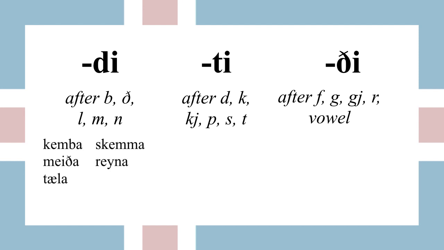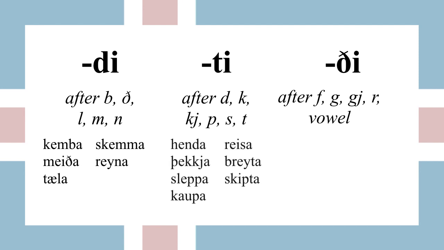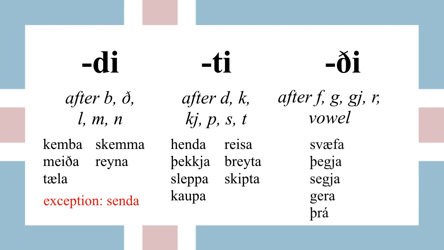For example, in að kempa, að meiða, að tæla, að skemma, and að reyna. It takes a ti after die, ká, kájóð, pje, s, and tie, like in the verbs að henda, þekkja, sleppa, kaupa, reisa, breyta, and skipta. One exception to that list is að senda, which means to send, and takes a di in the past tense. And then I after f, g, jóð, r, and a vowel, like að svæfa, þegja, segja, gera, and þrá.